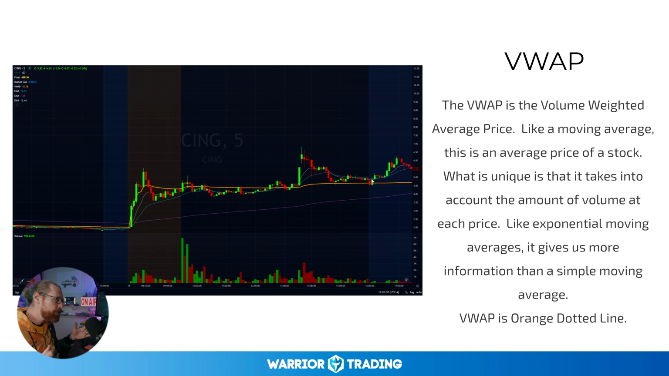So the VWAP is an intraday indicator. It doesn't work on daily charts, and it's factoring in all of the volume starting at 4 a.m. So it's a running average of the price. So it is showing you the exact average price of the stock.